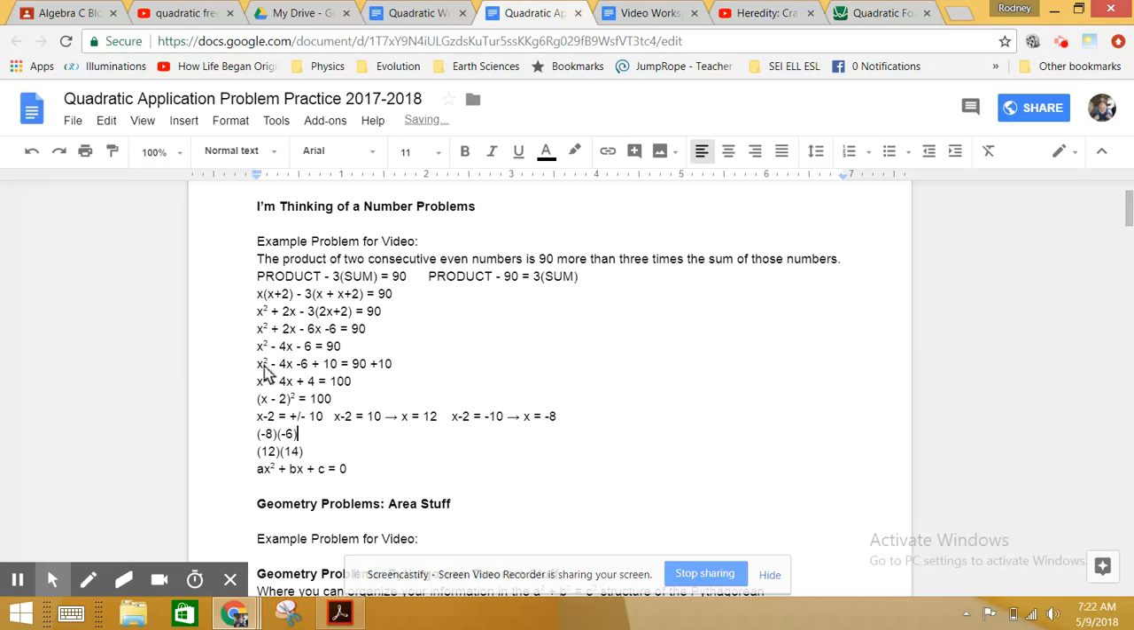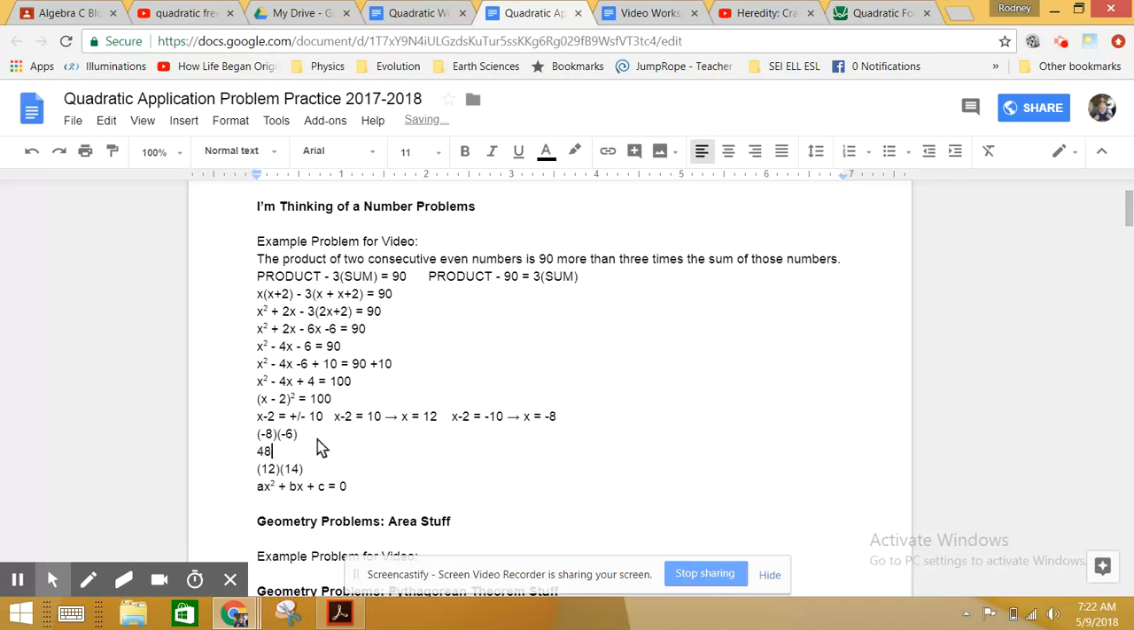And then you could go through and test this all out, see if that's true. So negative 8 times negative 6 is 48, and 3 times negative 8 plus negative 6. Okay, that's going to be 48 minus 3 times negative 14, and 3 times negative 14 is going to be negative 42, so that's going to be 48 plus 42, and that does equal 90.